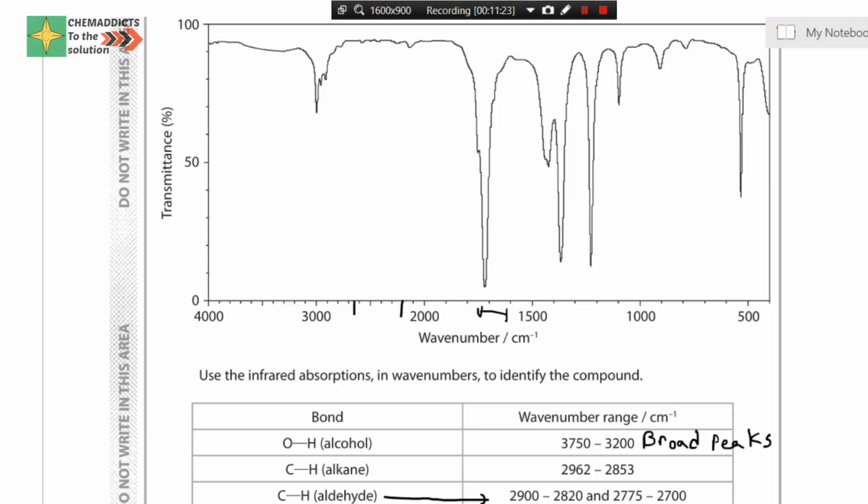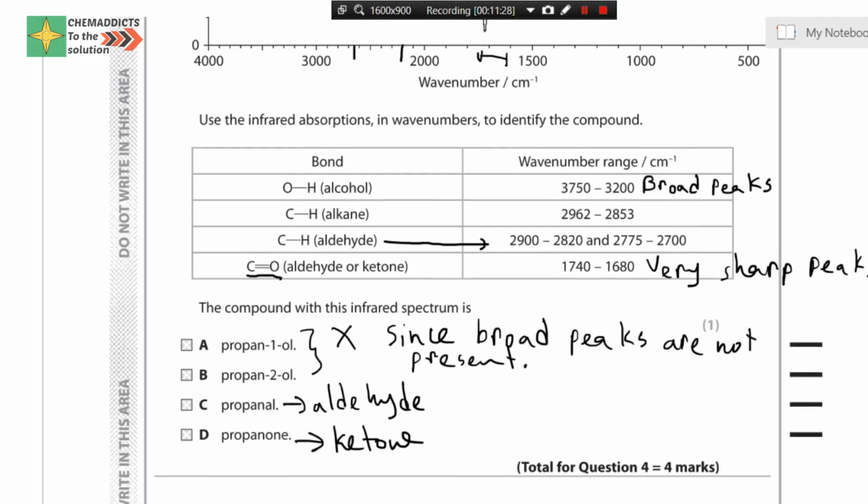So the only option we are left with is ketone. So ketone would be the answer. Why should ketone be the answer, and why is aldehyde not the answer? At first, let me tell you that ketone would be the answer, not aldehyde. Now let's discuss why ketone should be the answer, not aldehyde.